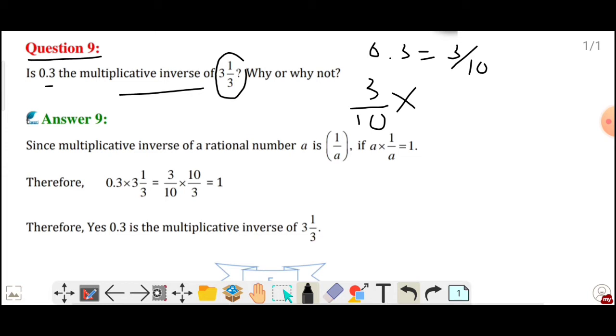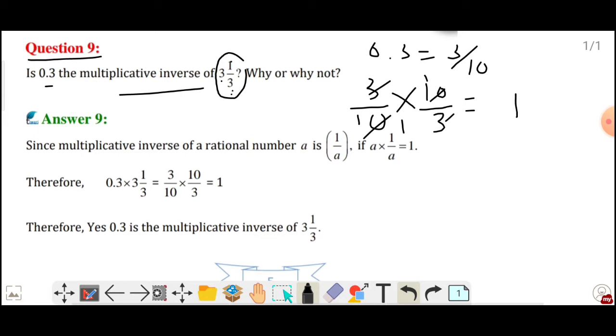We are converting into an improper fraction. 3 threes are 9, 9 plus 1 is 10, so 10 upon 3. Here the numerator 3 and denominator 3 get cancelled. Numerator 10 and denominator 10 also get cancelled. The remaining answer is 1.